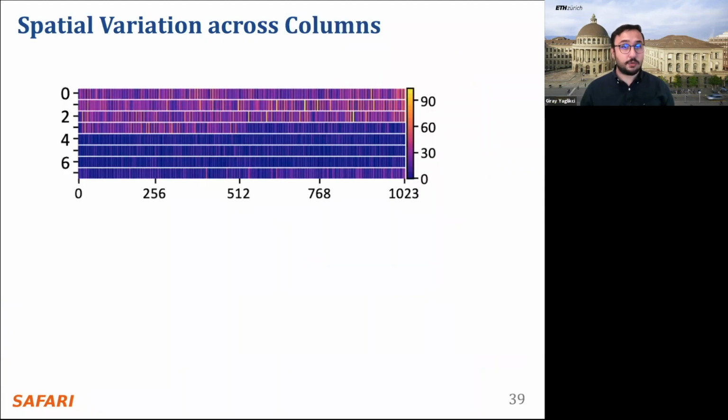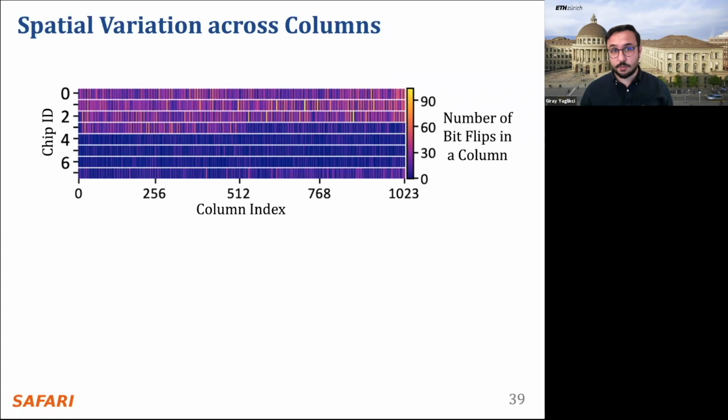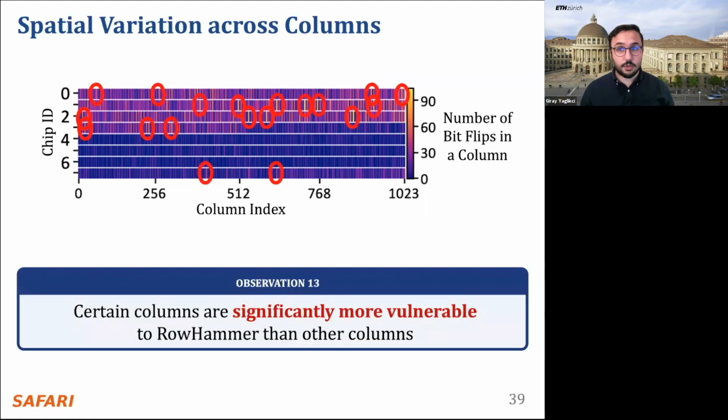To investigate how the RowHammer vulnerability varies across columns, we generate a heat map plot of bit error rates across columns and chips. We observe that bit errors concentrate on certain DRAM columns more than others, implying that certain columns are significantly more vulnerable to RowHammer than other columns.